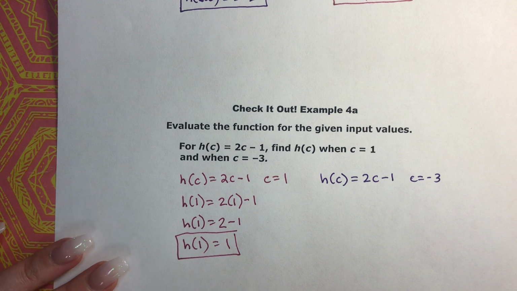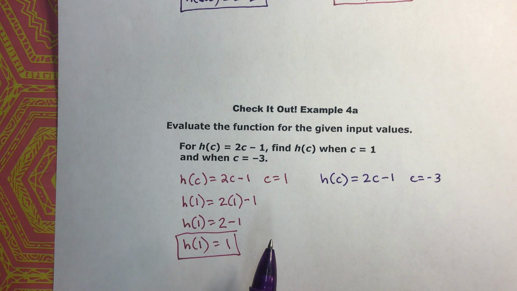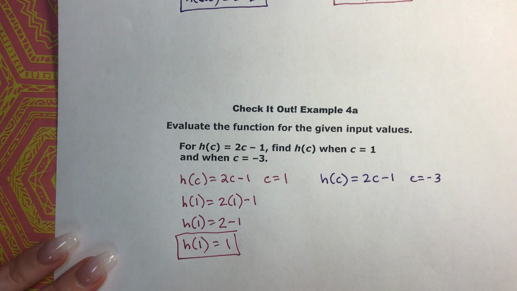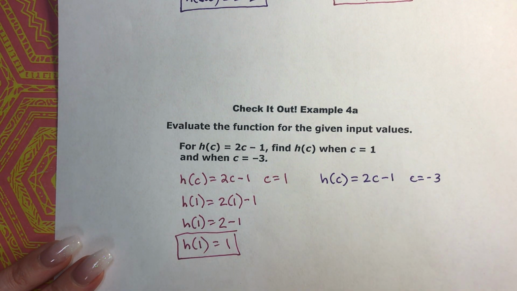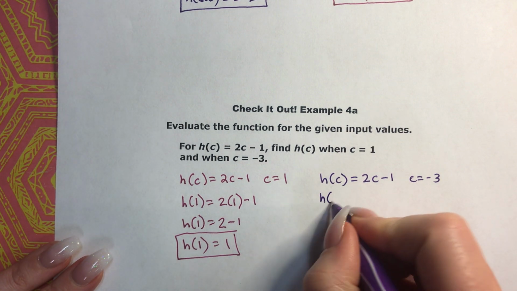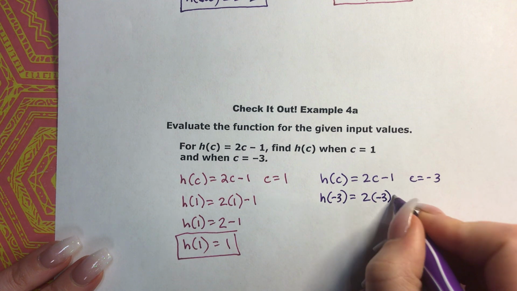And then when you go to your homework, use this as a guide in these example problems so you know what your homework is supposed to look like. Okay, so back to this. We're going to substitute negative 3 in for c. We have h of negative 3 equals 2 times negative 3 minus 1.